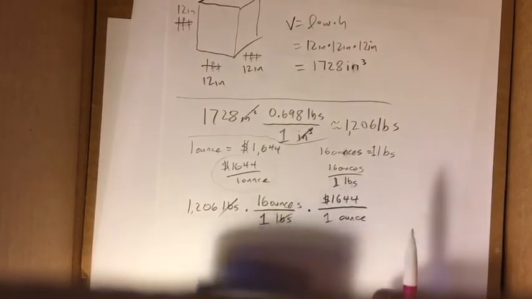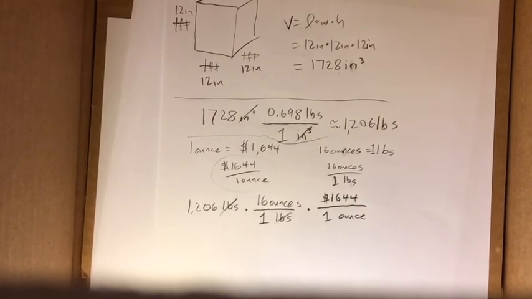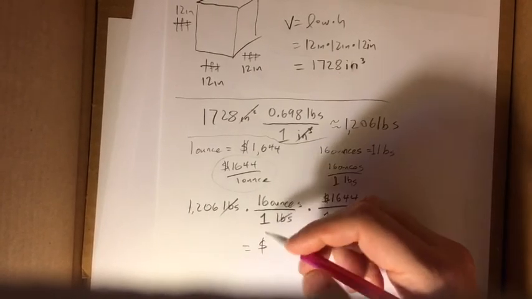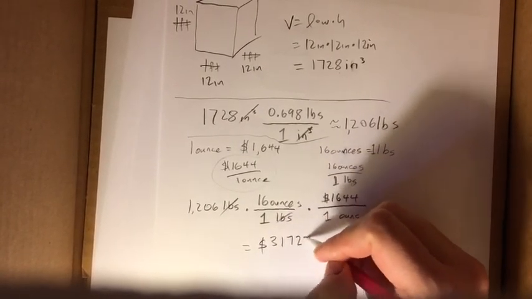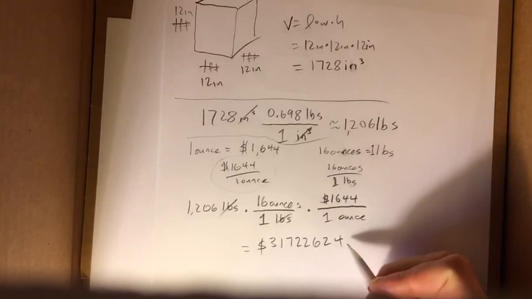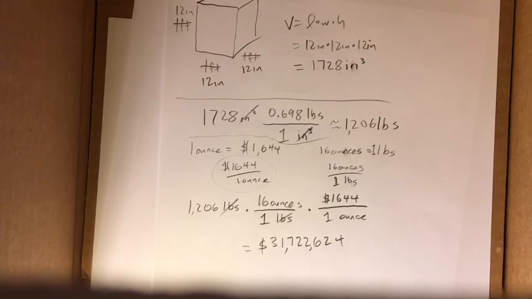Okay, so let's go ahead. I'm going to multiply all 3 of those numbers. I'm just going to do it off camera. I hope that's okay. 1,206 times 16 times 1644. And the answer is 31722264. Okay, so what is this number? Well, let's put some commas in. If you had a cubic foot of gold, it would be worth $31 million. That is incredible to me. That is a much bigger number than I thought it would be. But anyhow, there you go.